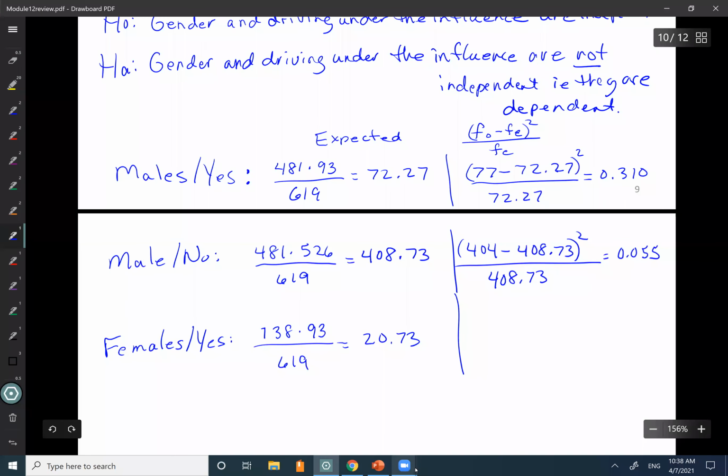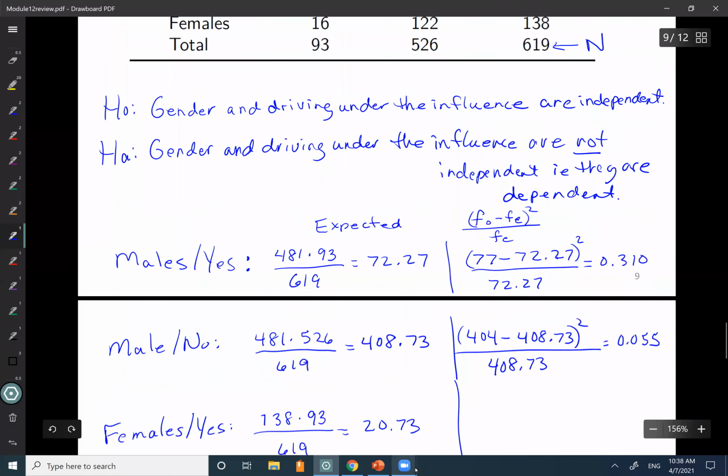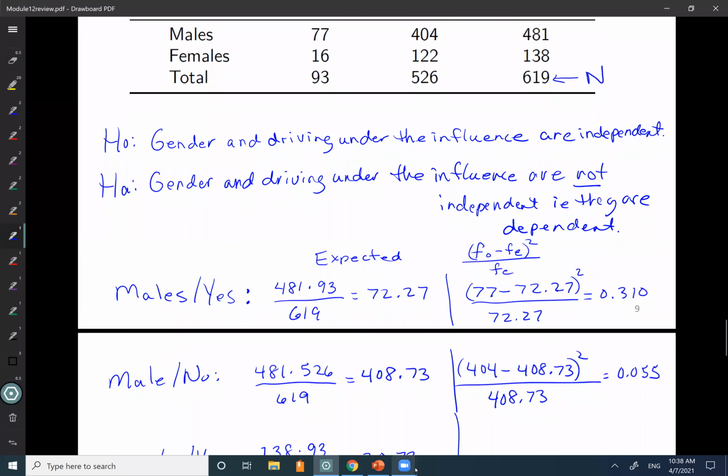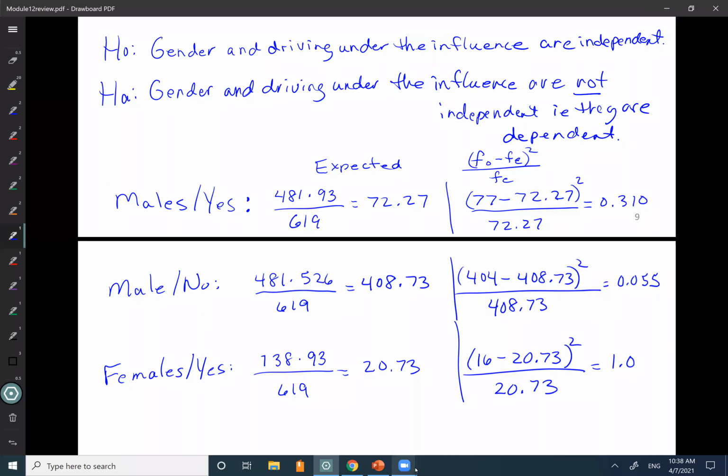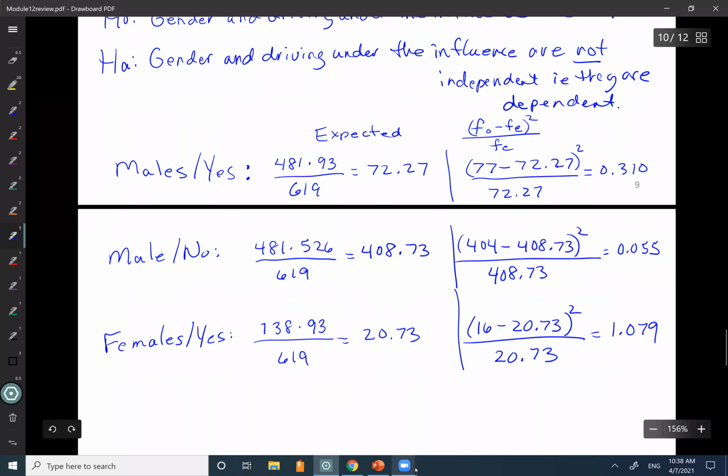Now we'll get their contribution to the chi-square. So observed, what did we see? Yes, females, only 16. 16 subtract 20.73, the expected value, squared, divided by the expected value equals. So just always remember that: observed, subtract expected, all squared. Don't forget to square the numerator. Divide by the expected. And one final one to go.